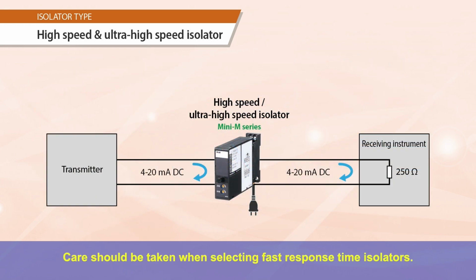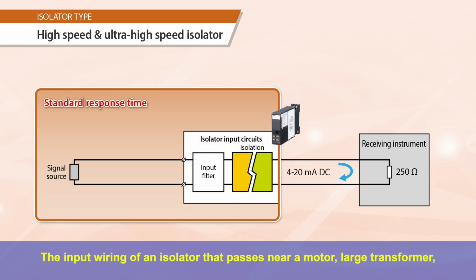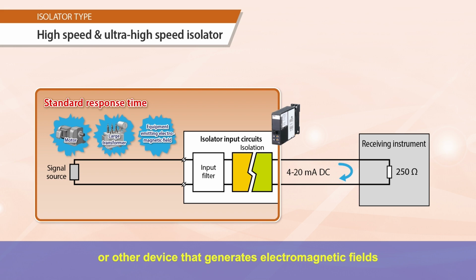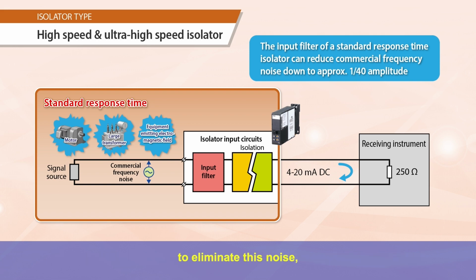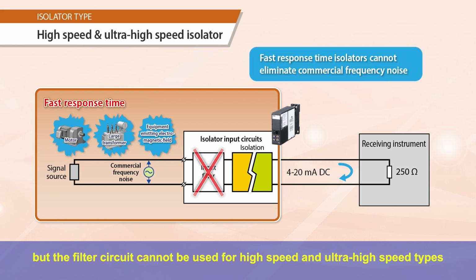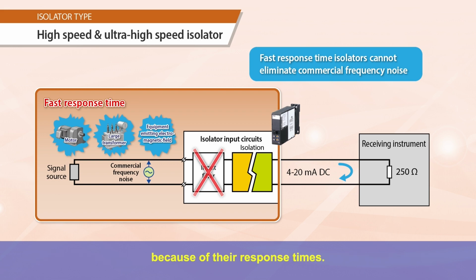Care should be taken when selecting fast response time isolators. The input wiring of an isolator that passes near a motor, large transformer, or other device that generates electromagnetic fields will be affected by commercial frequency noise, etc., due to electromagnetic induction in the wiring. The input circuit of standard type isolators incorporates a filter circuit to eliminate this noise, but the filter circuit cannot be used for high-speed and ultra-high-speed types because of their response times.